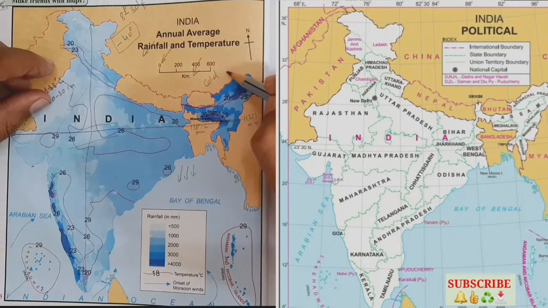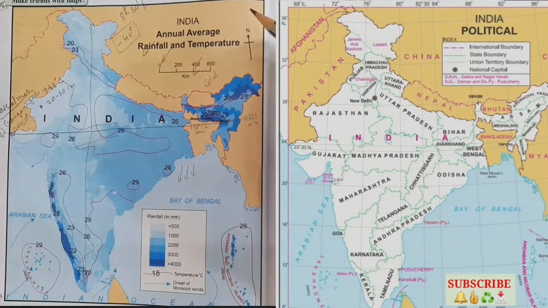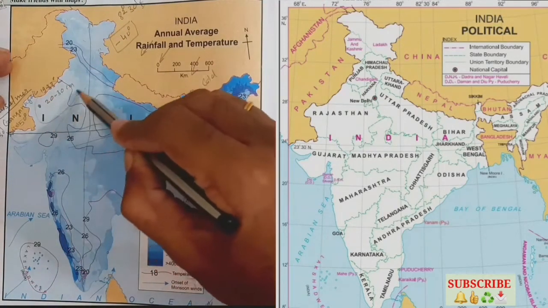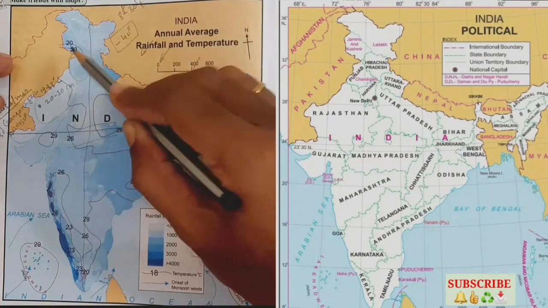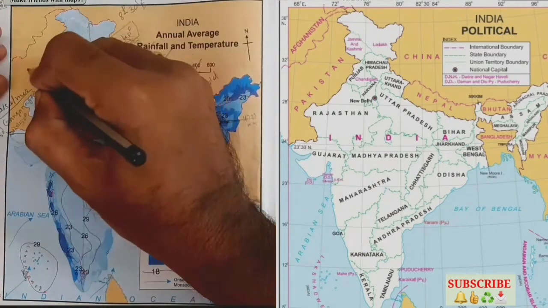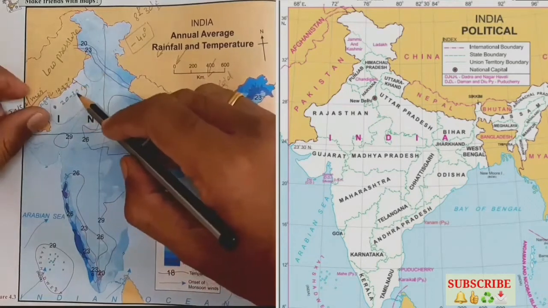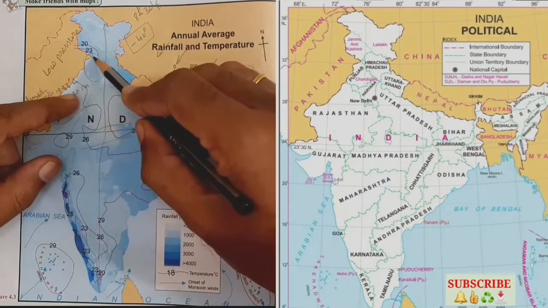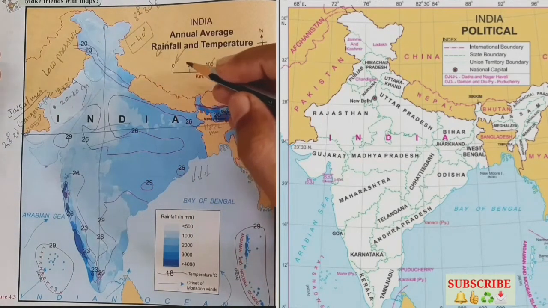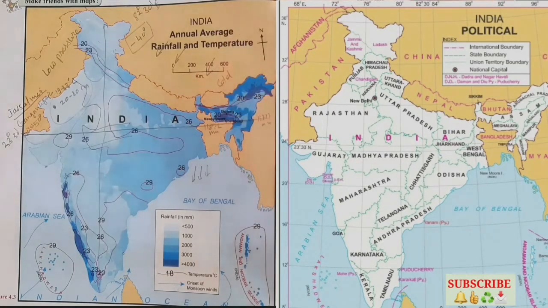Okay, students. At the same time, I would like to tell you that in the summer season in Rajasthan, this part here, and in Punjab, because of the high temperature, a low pressure area forms or develops in Rajasthan as well as in Punjab. And you know, students, why does the low pressure area form? Because of the high temperature. We know that because of high temperature the air rises up in the sky, and then the air blows from the higher pressure to the low pressure area.